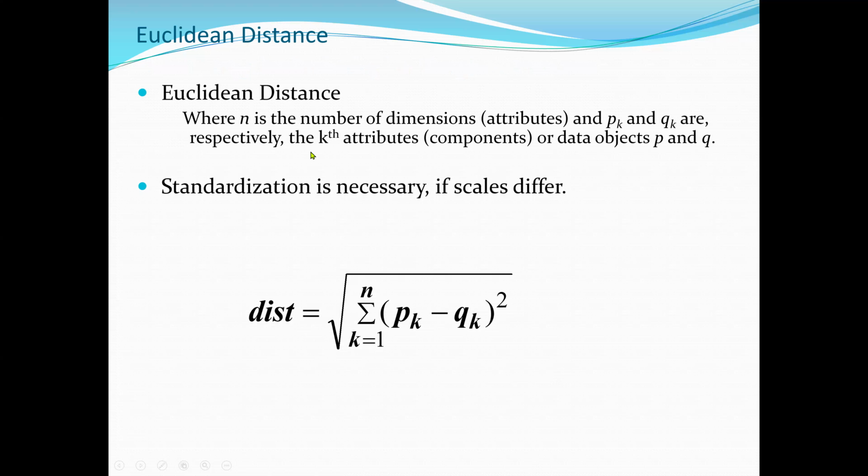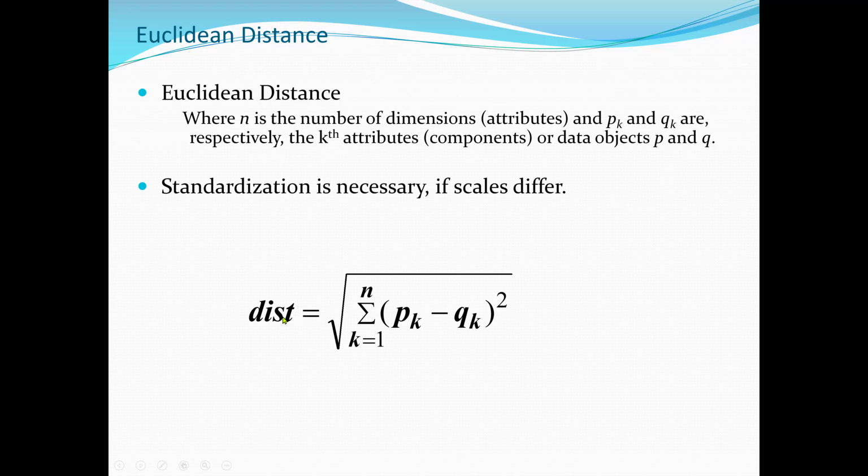So the next is going through the Euclidean distance. Euclidean distance is one of the most common and popular formulas in finding the distance between 2 points. And we use this formula a lot in college algebra. So here we say Euclidean distance is when n is the number of dimensions, which is the attributes, and pk and qk are respectively the kth attributes or components of data objects p and q.